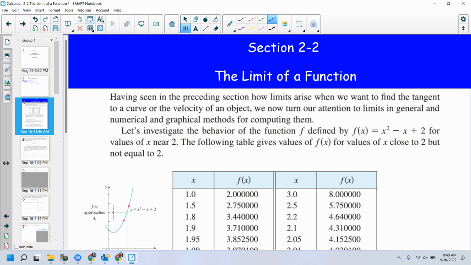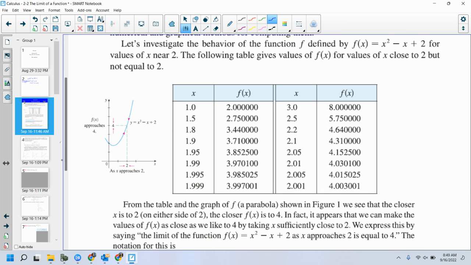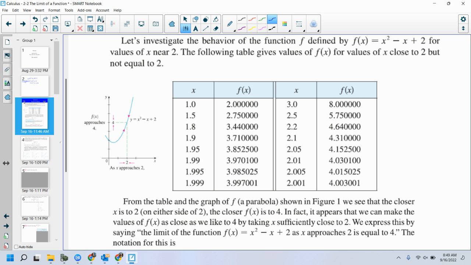Now, having seen in the preceding section how limits arise when we want to find the tangent to a curve or velocity of an object, we now turn our attention to strictly limits in general and numerical and graphical methods of computing them. Let's investigate the behavior of this function, x squared minus x plus 2. Now, you don't have to write this down. It's just kind of like taking a different look at another function.